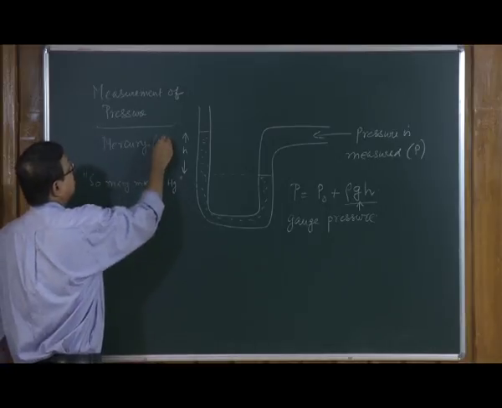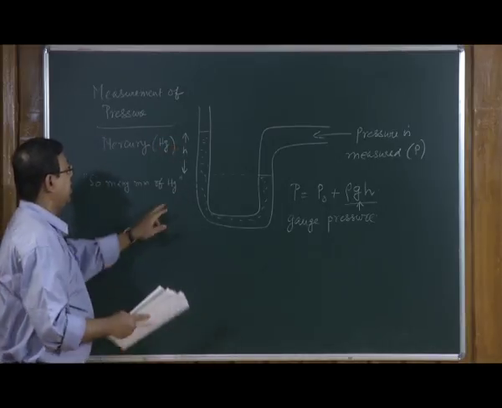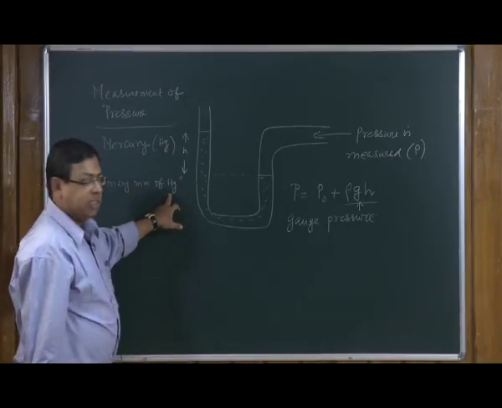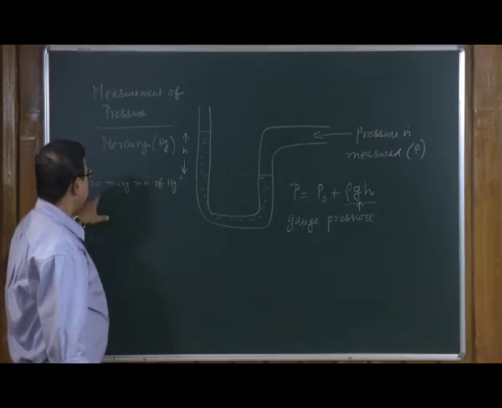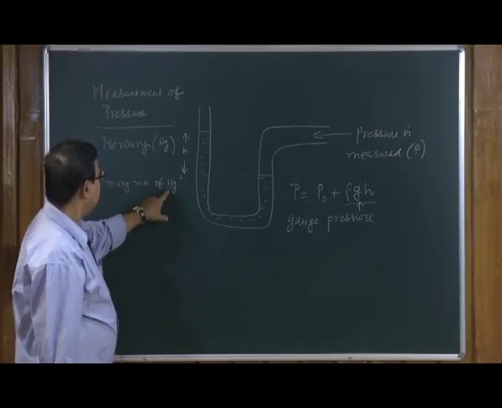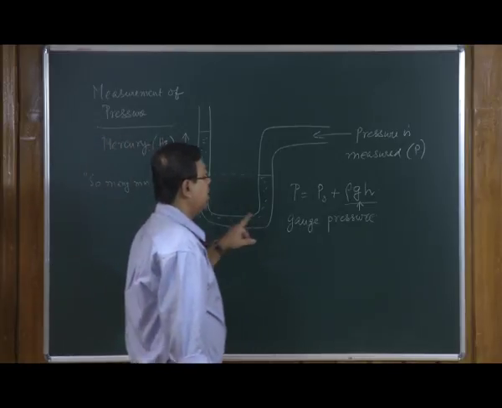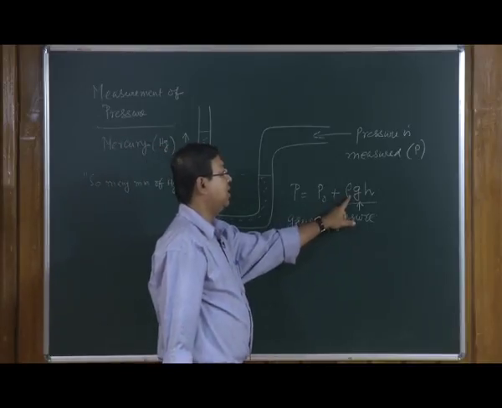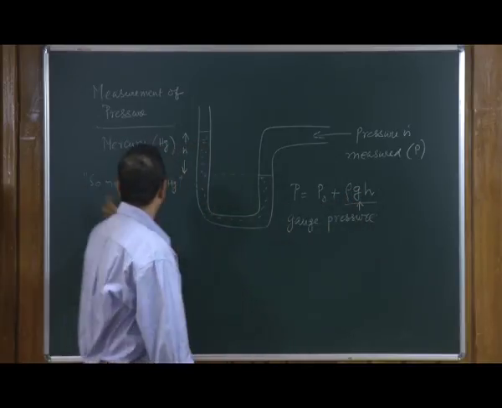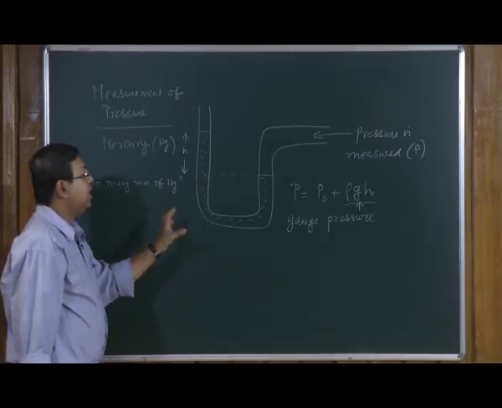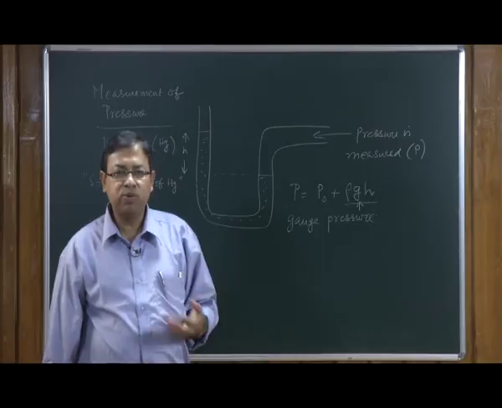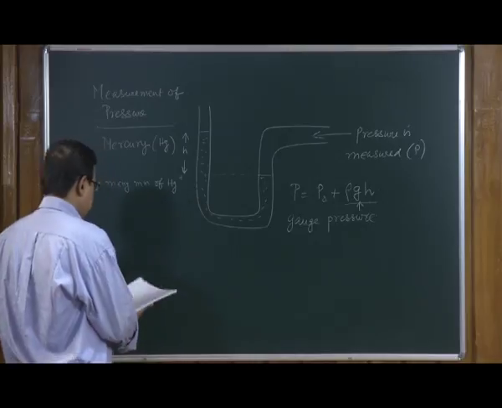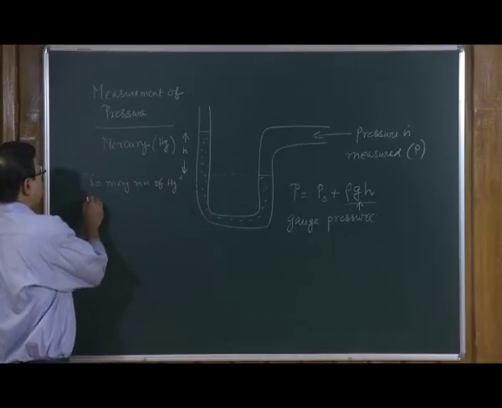By the way, mercury is written with the symbol Hg. So, Hg is capital H small g, that is the symbol for mercury in the periodic table. So many millimeter of mercury means that the pressure difference will have to be represented. If you want the exact pressure difference, then you have to multiply it by rho and g with that many millimeter, so as to get the exact pressure either in Newton per meter square or Pascal or bar, whichever unit you want to express it in.